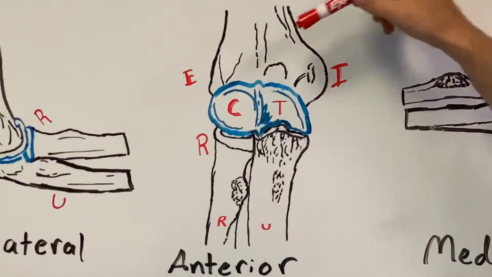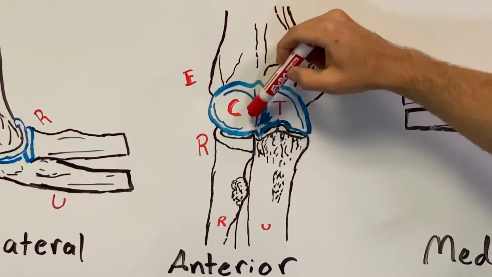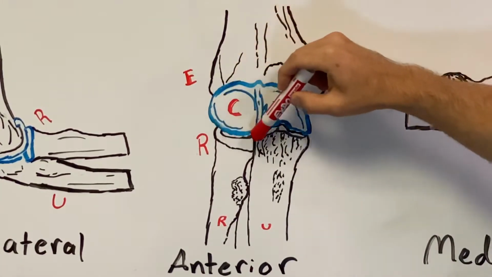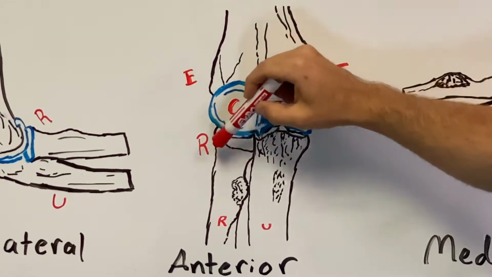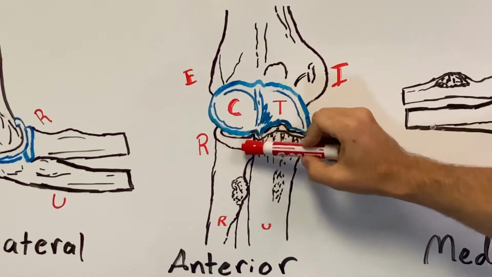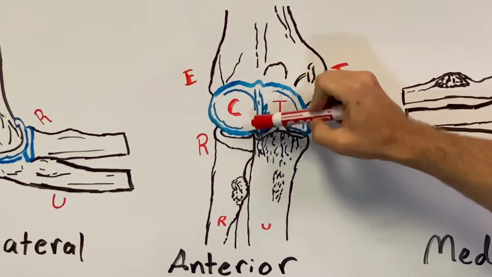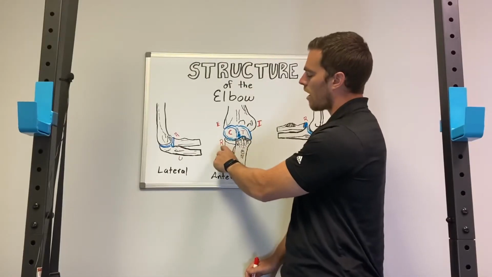Okay, so let's start with the capitulum. That's that big C here. That is on the lateral side of the humerus, and it's the spherical ball lined with cartilage. Everything in blue here is cartilage, and that connects to the radial head at the proximal portion of the radius. So we have this capitulum on the humerus sitting in the radial head here. So in CRITOE, there's our C and our R.